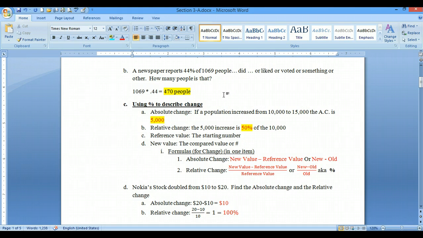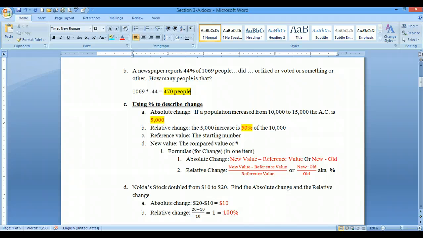We're now going to use percent to describe a change in something. The first thing is called absolute change. The absolute change, such as a population increasing from 10,000 to 15,000, and I'll use this abbreviation, is 5,000. So absolute change means I'm going from exactly one number to the next number, or subtracting the earlier value from the later value.